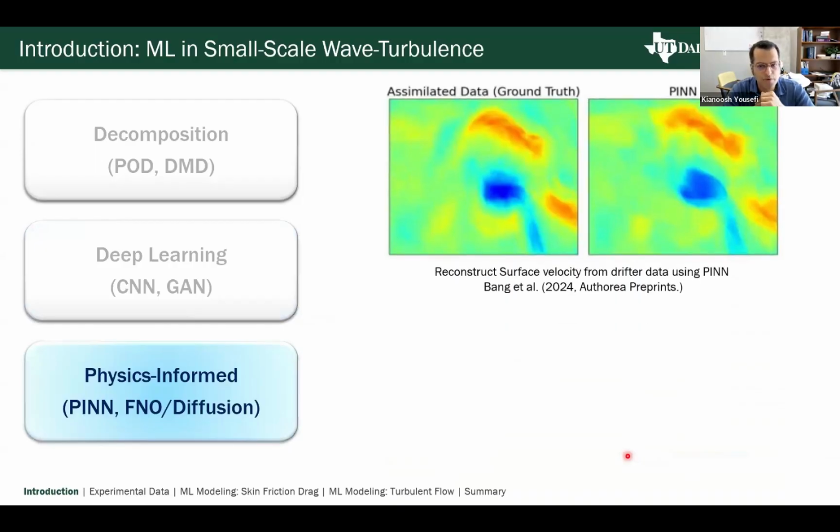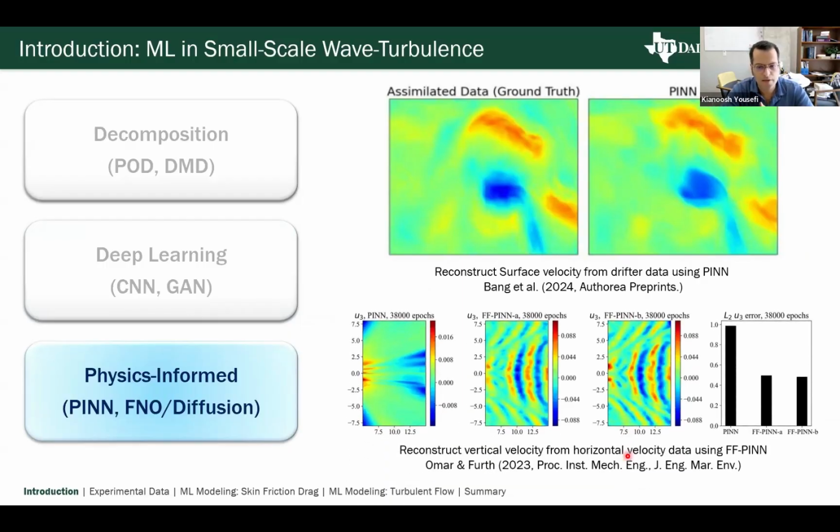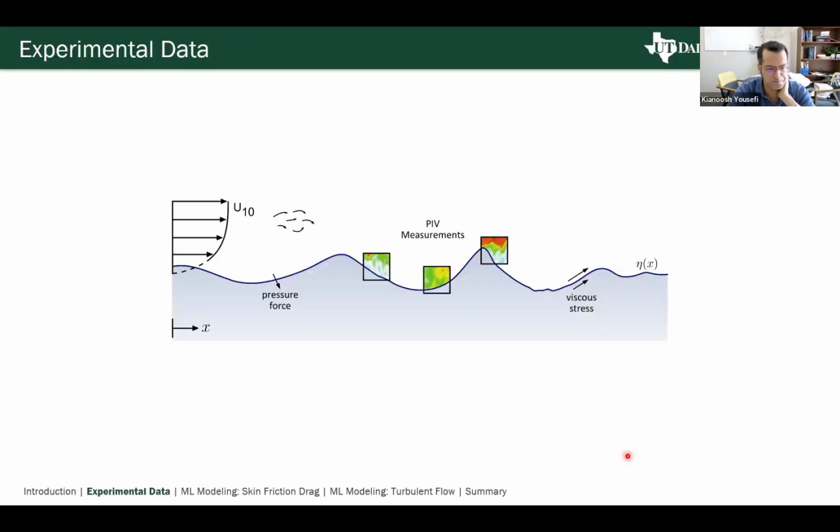And also physics-informed neural networks, or PINNs, have been of interest as well, including some Fourier neural operators and some physics-informed diffusion models. I don't want to go directly into explaining the literature on that. It's a lot of literature. I just want to mention a couple of techniques that have been used successfully for the purpose of reconstructing the near surface turbulence in the field.